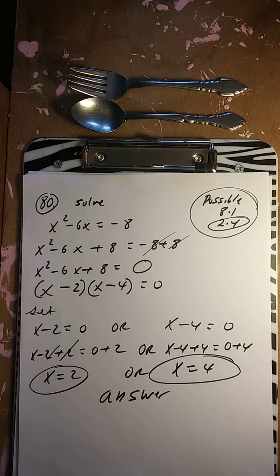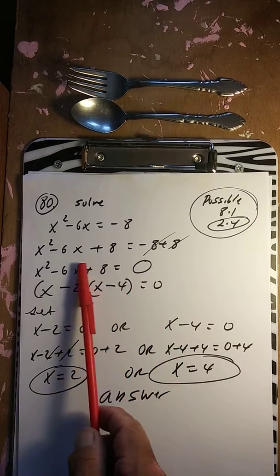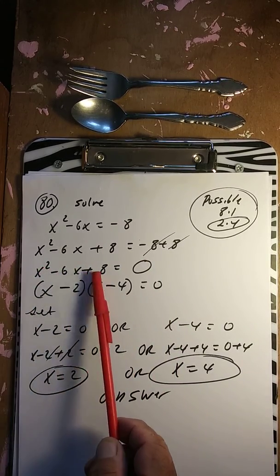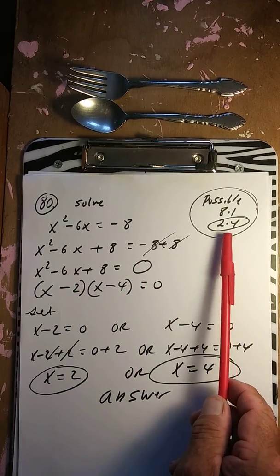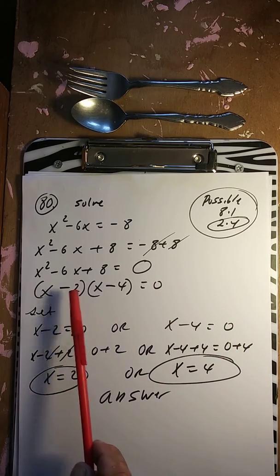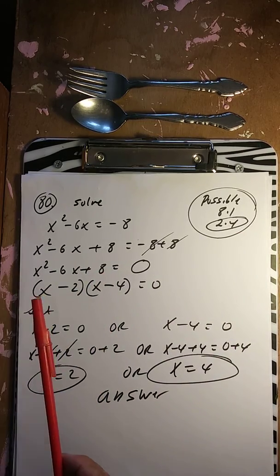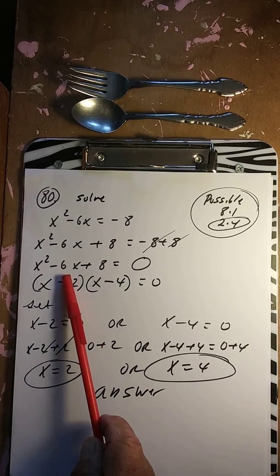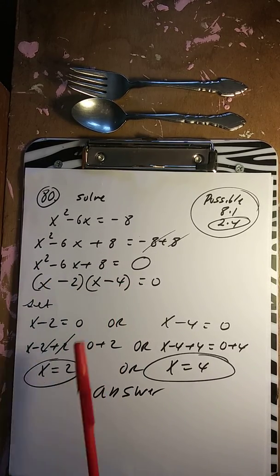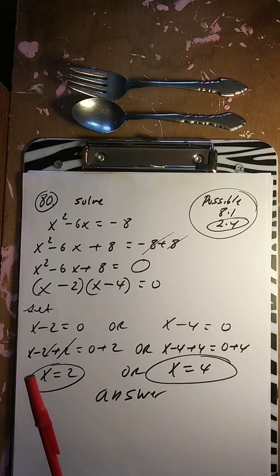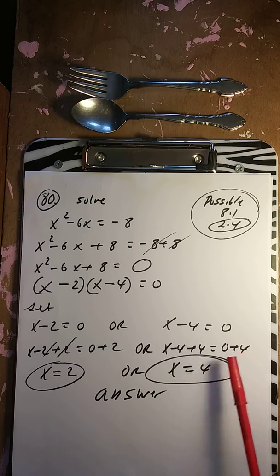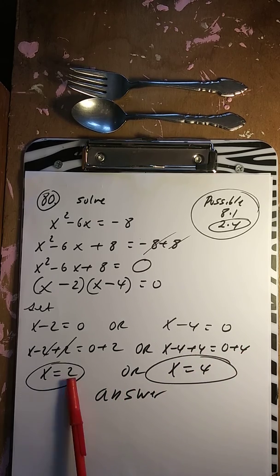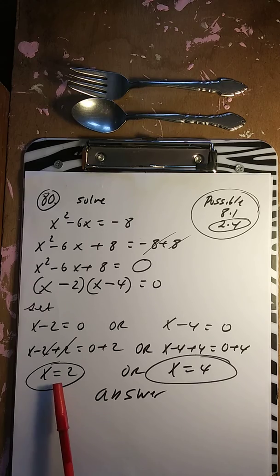x squared minus 6x equals negative 8. Add 8 to both sides. So now we have x squared minus 6x plus 8 equals 0. So now, possible numbers, 8 times 1, 2 and 4. I'm going to say 2 and 4. So negative 2 times negative 4, is that positive 8? Yes. And negative 4 and negative 2 together, is that negative 6? Yes. And x times x is x squared? Yep. So this matches. x minus 2 equals 0, so we add 2, so x is 2. Over here we have x minus 4 equals 0, plus 4, so x equals 4. So x equals 2 or x equals 4. The answer.